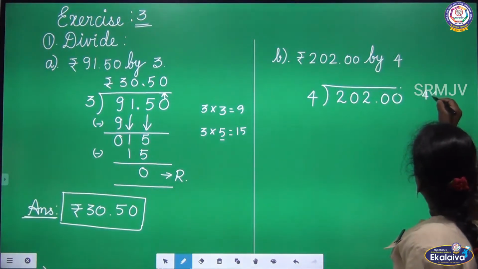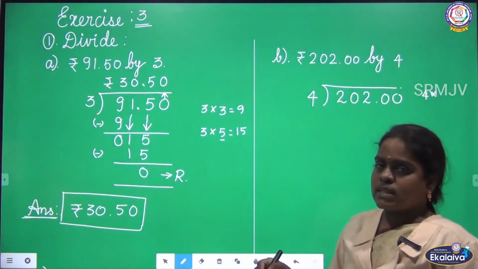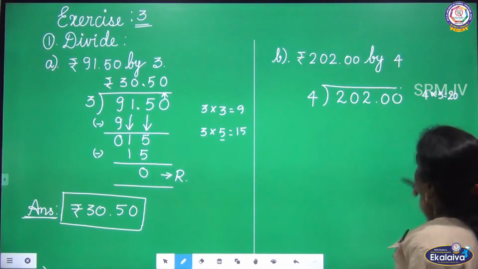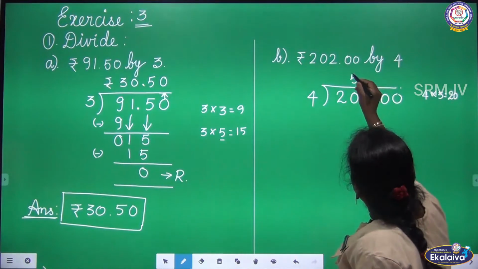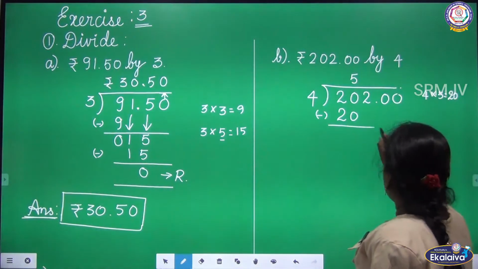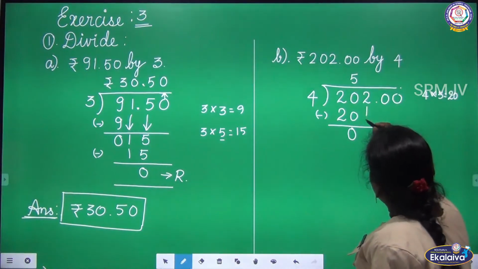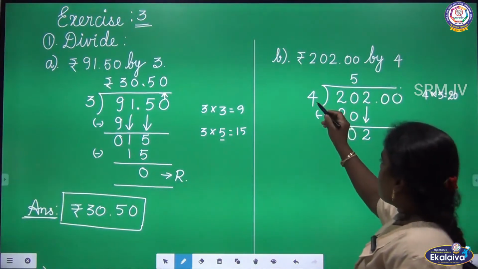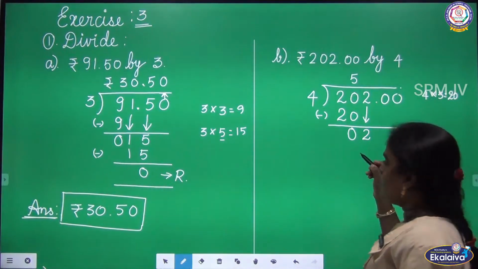4 ones are 4, 4 twos are 8, 4 threes are 12, 4 fours are 16, and 4 fives are 20. Listen, children, in the 5th time we are getting the product 20. So we are going to write 5 in the quotient, 20 below the number. Now subtract. If you subtract the same numbers, you can get 0. And now I am going to take down the next digit. Yes, now I have 2, but the divisor is 4.